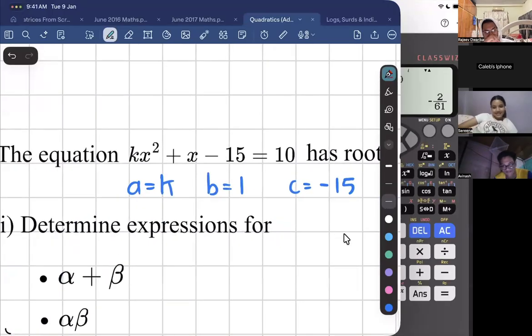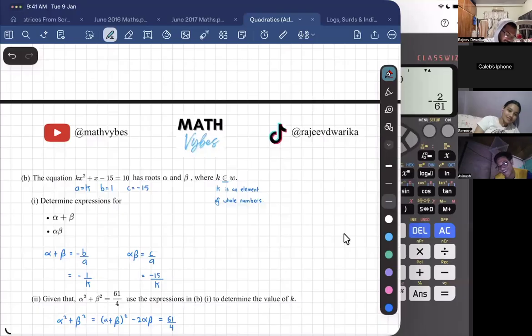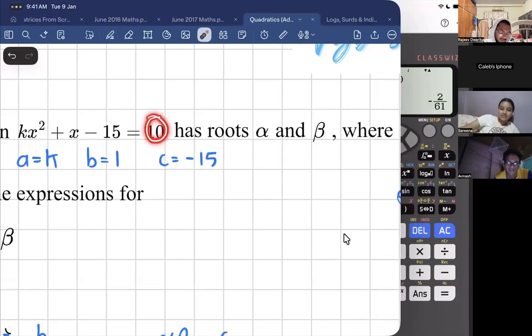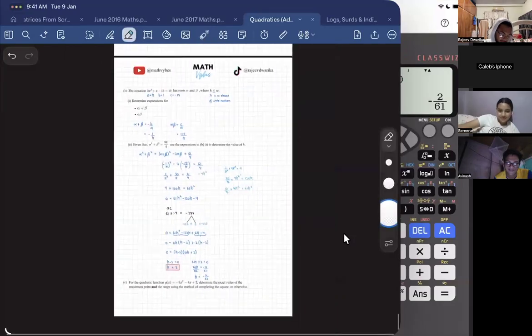That's supposed to be equal to what? What is that supposed to be equal to? Caleb. Oh my gosh. 10? No, that's supposed to be equal to 0. 0, sorry. Oh my God.